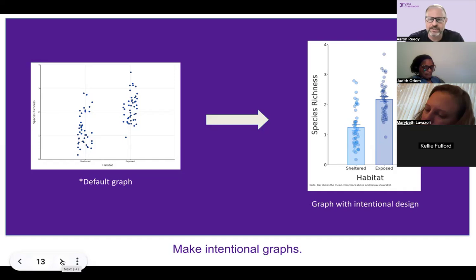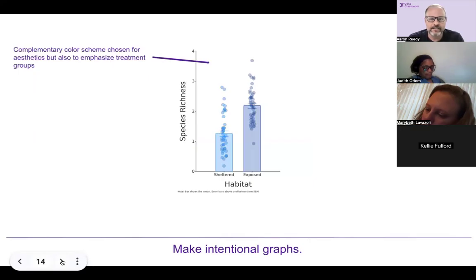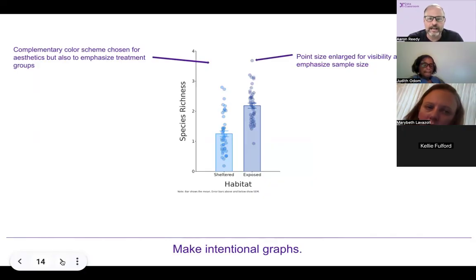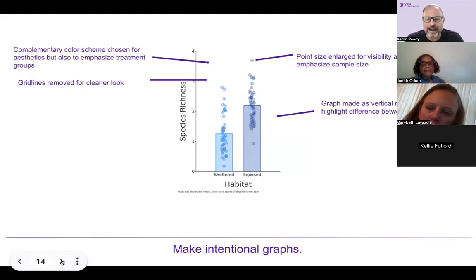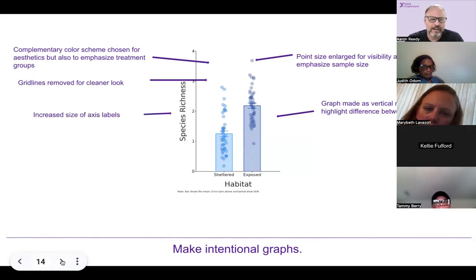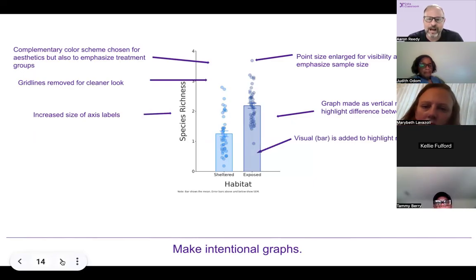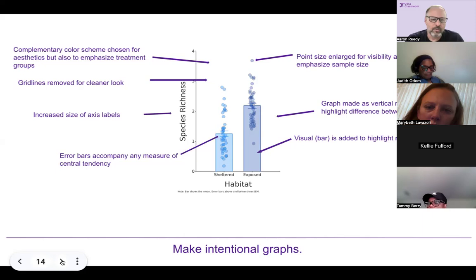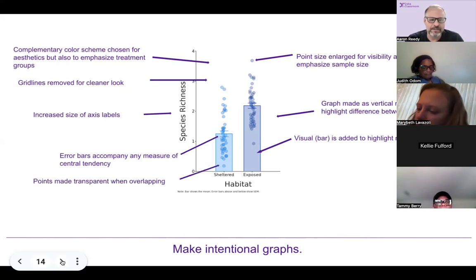So let me just show you a summary of all of the different choices that were made and things that I did to produce that graph. So I chose the color scheme. I enlarged the data points. I removed the grid lines. I made the graph more vertical to highlight the difference in the heights of the bars there. Increased the size of the axis labels. Added the bars to highlight the measure of central tendency in each. In this case, these bars are showing the mean or the average. We've got error bars on each of those.